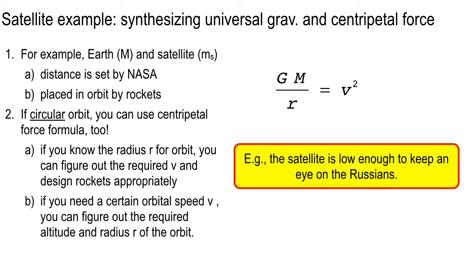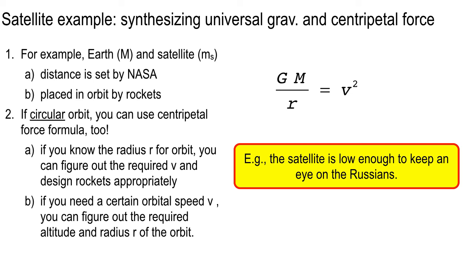Now, what if you need a certain orbital speed? You can figure out the required altitude and radius of the orbit. Altitude is measured from the surface of the Earth, but the surface of the Earth is about 6,371 kilometers from the center. That's something I memorized. The radius of the Earth, 6,371 kilometers.